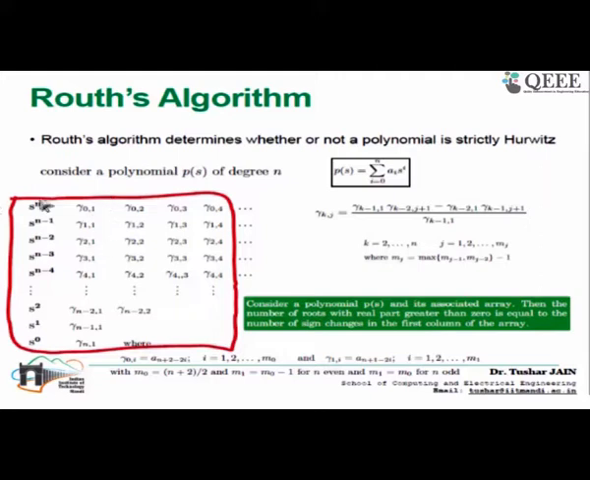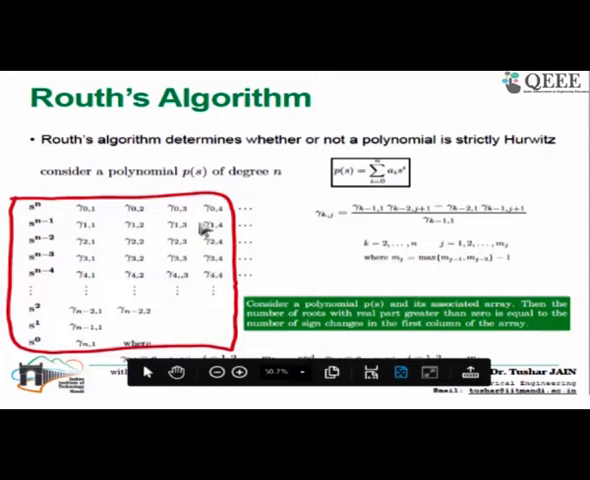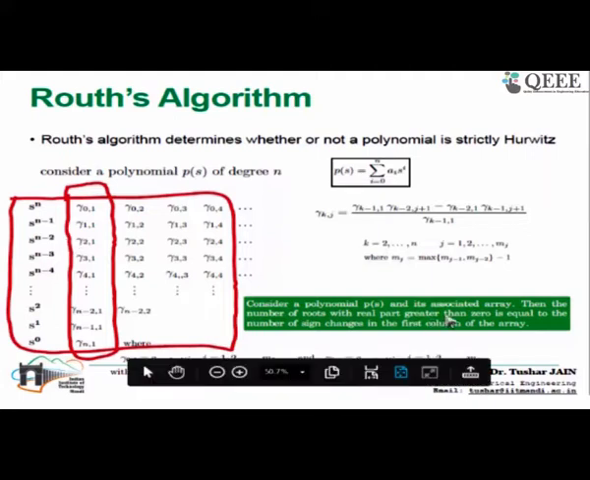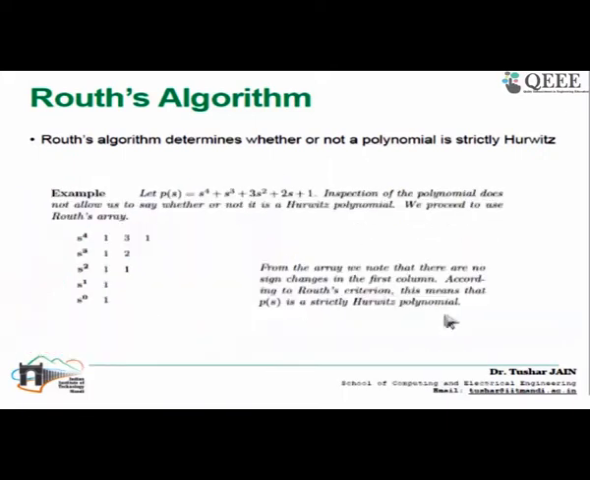So the first step is to construct this Routh table. Then we look only at this first column, and the number of sign changes in it is equal to the number of roots with real part greater than 0. Okay, let's consider this example. Here we have this polynomial which reads s to the power 4 plus s cubed plus 3s squared plus 2s plus 1. You can see that all the coefficients are positive, so it just satisfies the necessary condition.